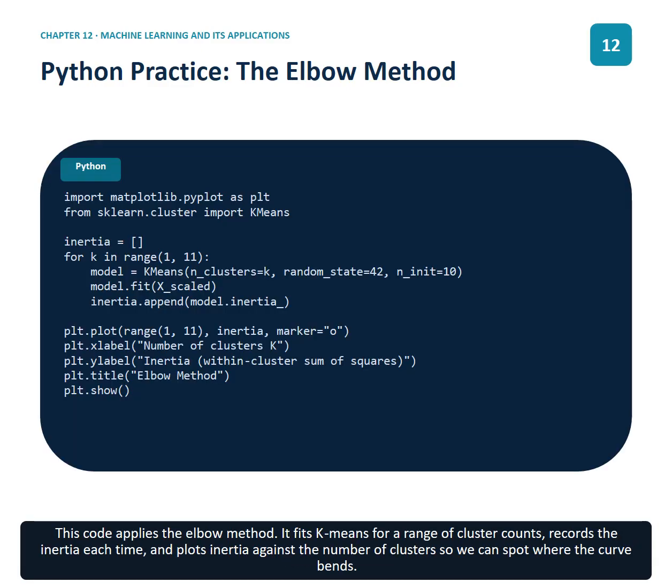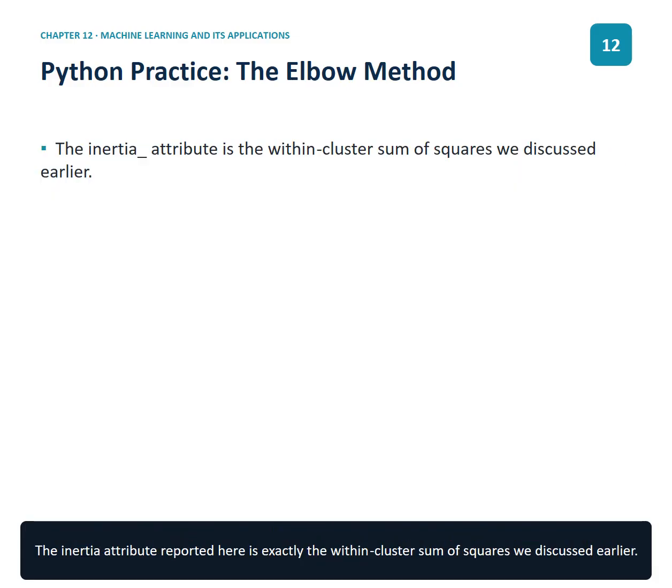This code applies the elbow method. It fits k-means for a range of cluster counts, records the inertia each time, and plots inertia against the number of clusters so we can spot where the curve bends. The inertia attribute reported here is exactly the within-cluster sum of squares we discussed earlier.